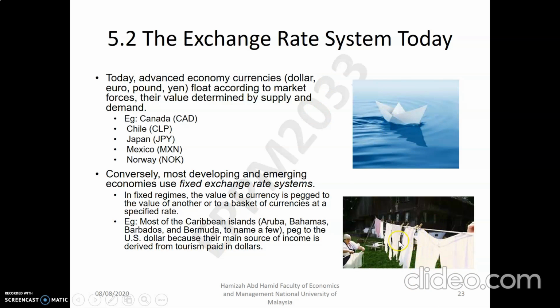Pegging means the thing that you use to clip your clothes against the wind when you are drying them after laundry. That is a peg. So even if the wind is blowing very hard, your clothes will still stay on the line. This is the principle of pegging. Floating means the currency will be more dynamic. Pegging means the currency will stay in place.